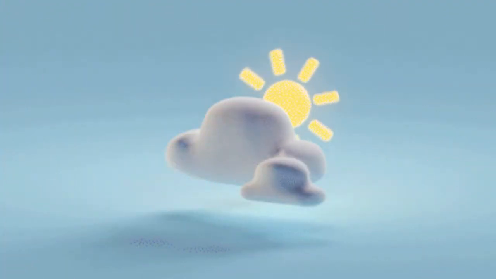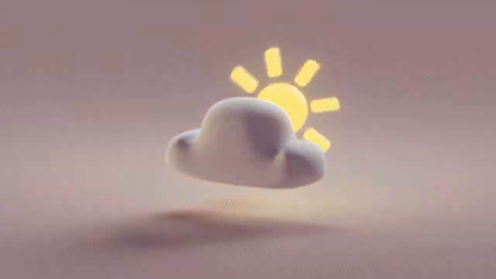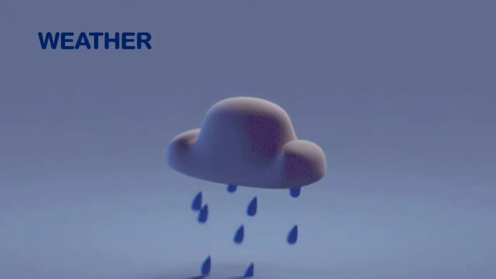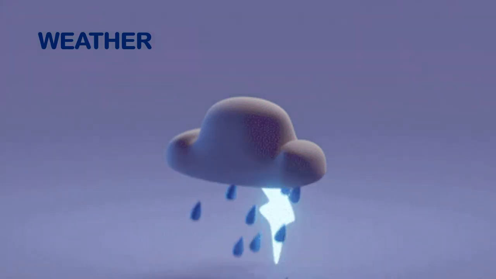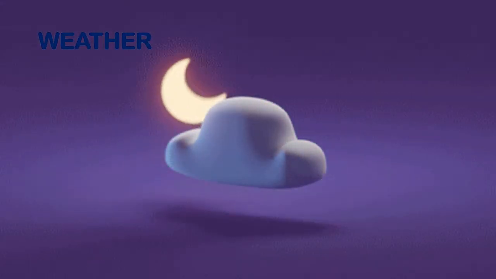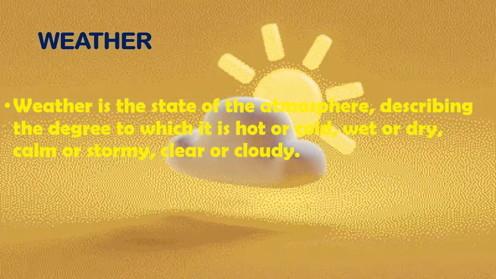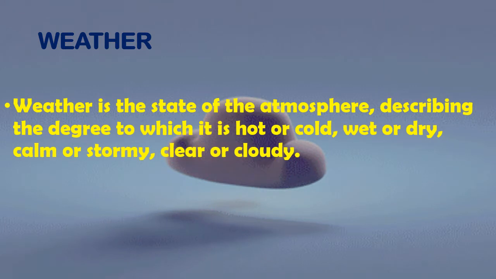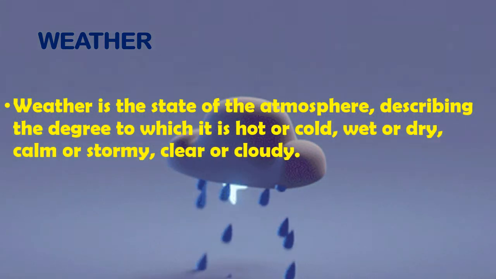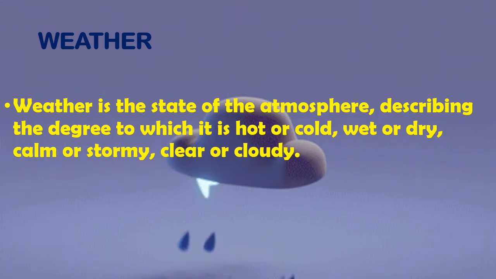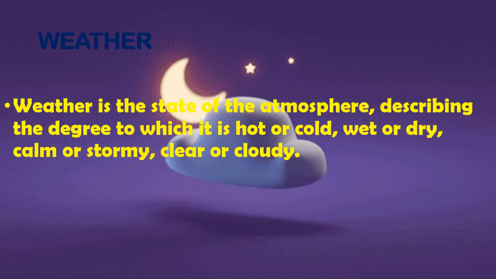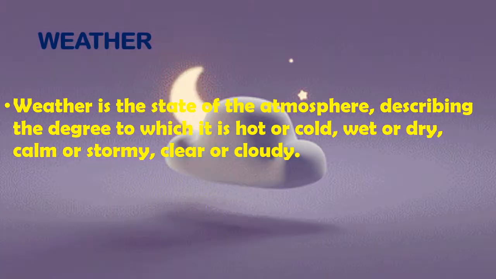Okay kids, let's talk about the weather. As you all know, some days are hot and sunny, some days are wet and it rains a lot. Sometimes there are hot, dry winds blowing. Sometimes there are thunderstorms and flashes of lightning light up the sky. This is the daily weather. Weather is the state of the atmosphere describing the degree to which it is hot or cold, wet or dry, calm or stormy, clear or cloudy.